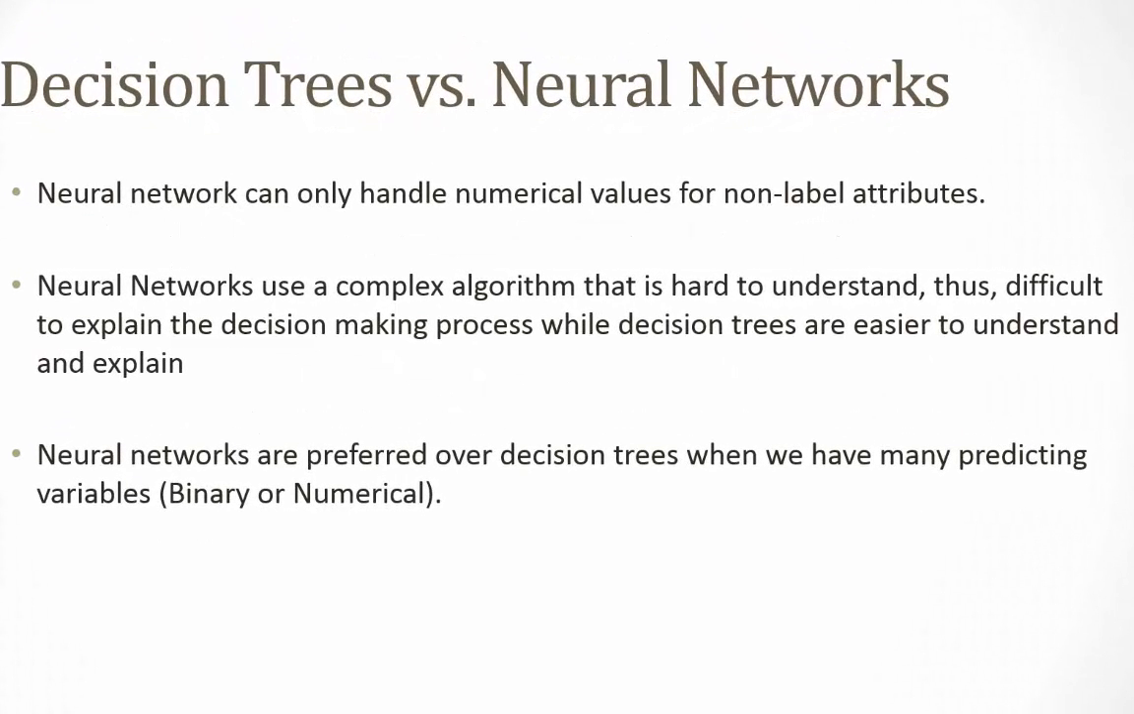So if you want to compare decision trees to neural nets, here are the major points. Neural nets can handle only numerical values for non-label attributes, while decision trees were more flexible in that they could handle both nominal and numerical values for non-label attributes.